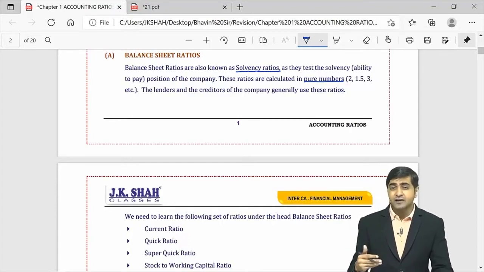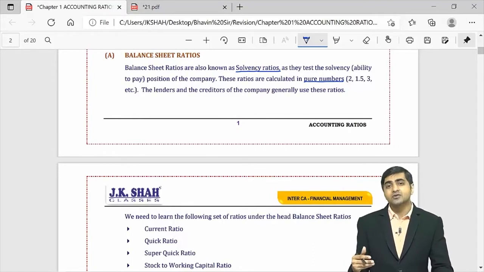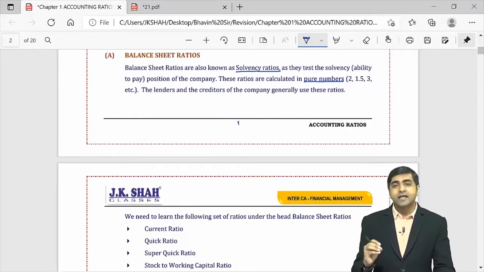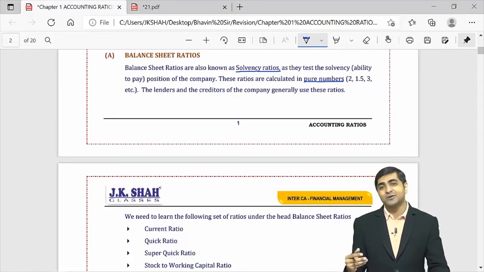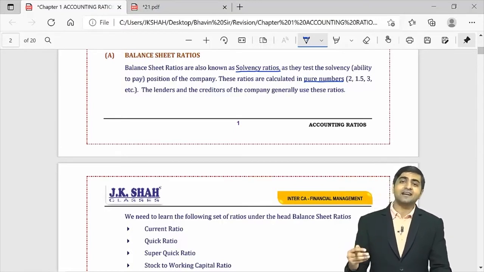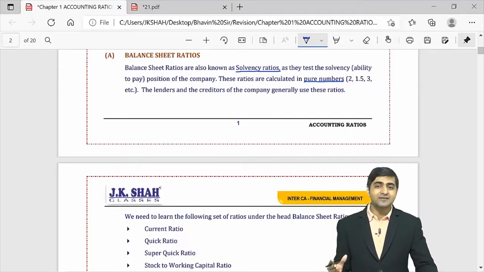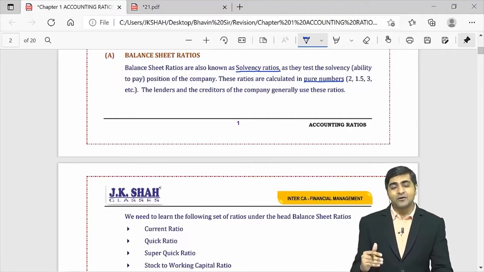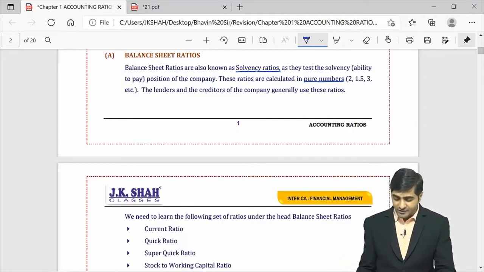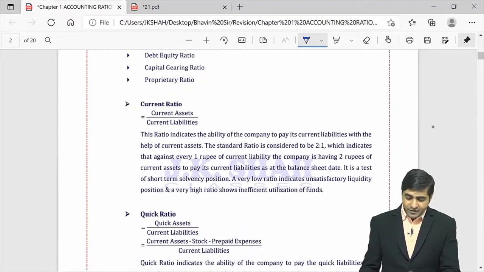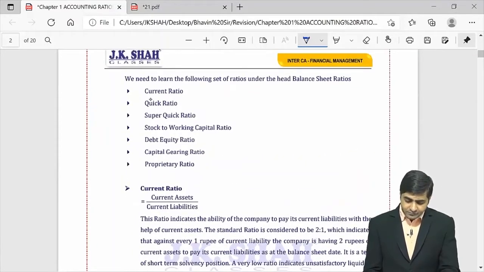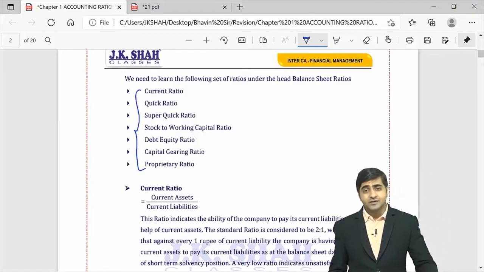Okay, so this will always be calculated in pure numbers. So just be very careful that you don't attach any percentage to it. So when we are calculating current ratio, for example, we'll take current assets upon current liabilities. So let's say for example your current assets is 2 lakhs, your current liability is 1 lakh, so that will be 2:1. So we are not going to attach any percentage to it.